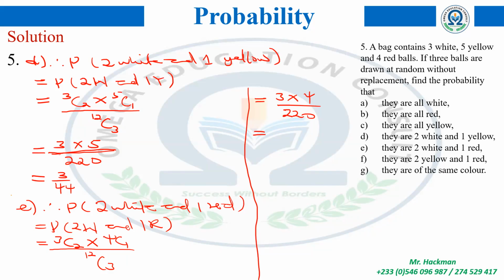55. Okay, come again. 3 on 55. 3 on 55. So that then becomes your answer.